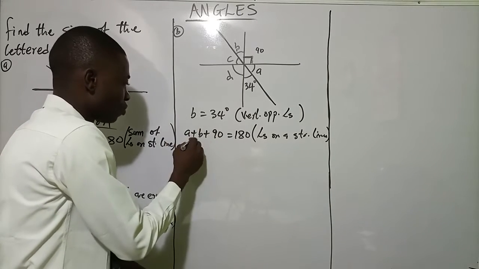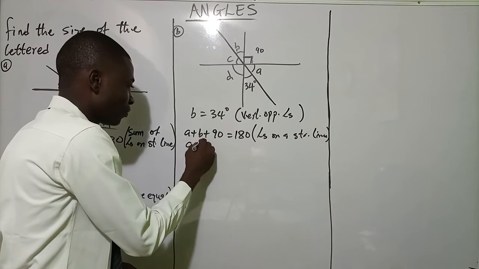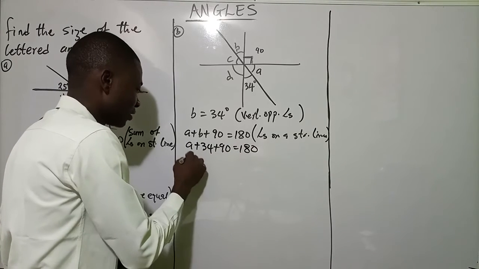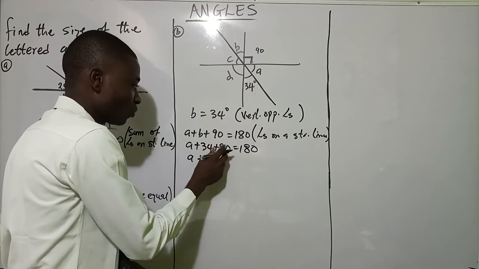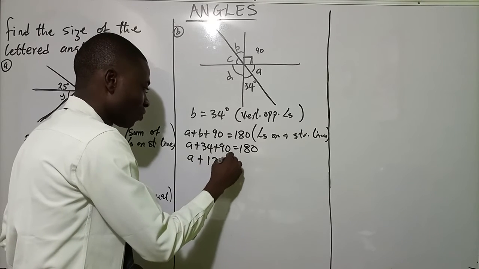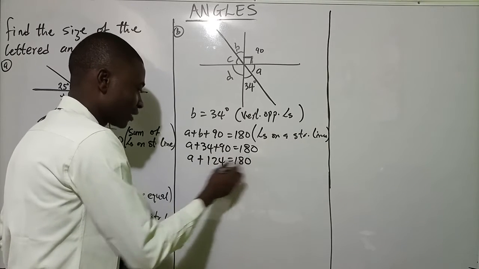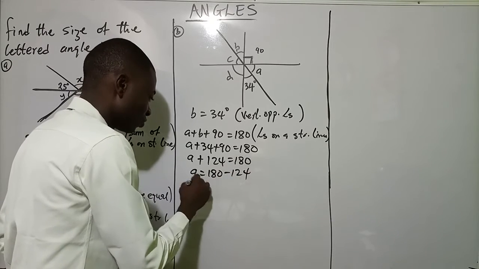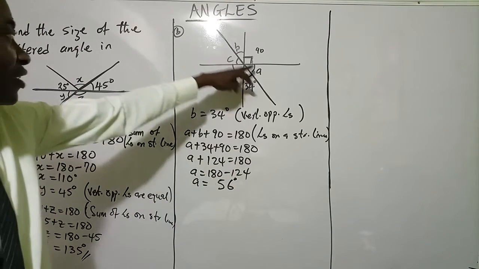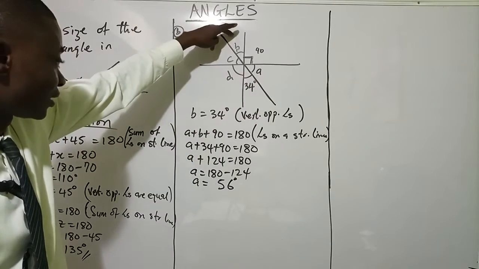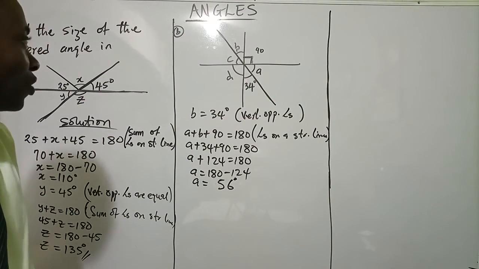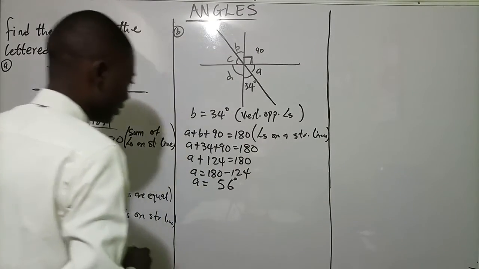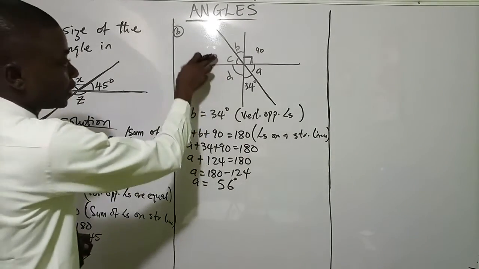Now I know B to be 34. So that means that A plus 34 plus 90 is equal to 180. So A plus 34 plus 90, this gives us 124 equals to 180. You collect like terms. A is equal to 180 minus 124. So A is equal to 56 degrees. So A is 56 degrees, and B is 34 degrees. Yes, and we have this to be 90 degrees. Now we can easily calculate the rest.